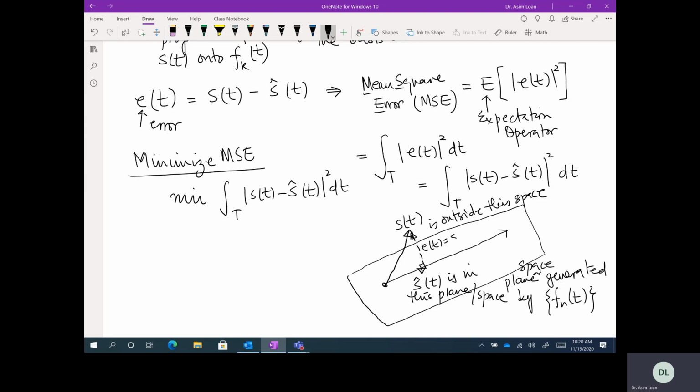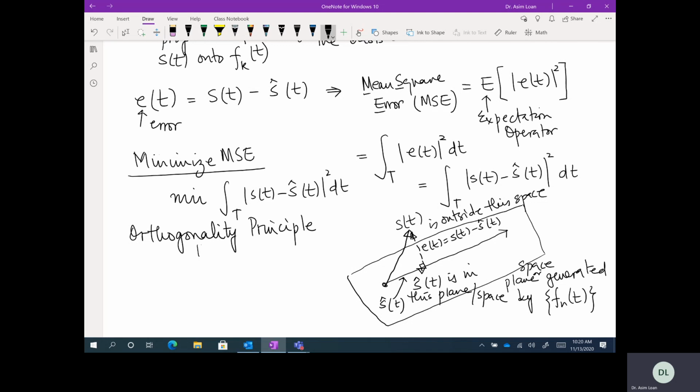So error is s of t minus s hat of t, and this, by the way, is s hat of t, right? So what I want to do is minimize this error, and from probability theory, we know there is this orthogonality principle. What this orthogonality principle says is, it simply says this error is orthogonal to data.